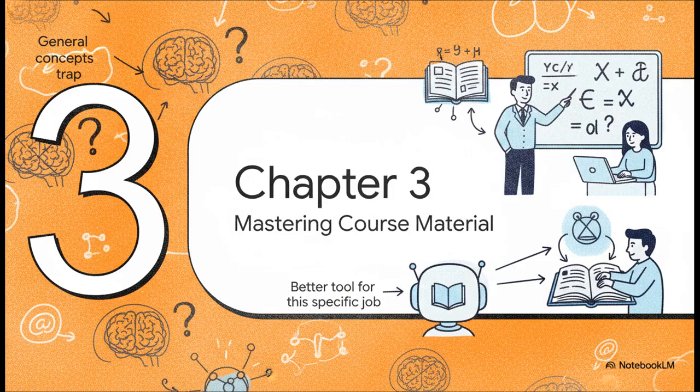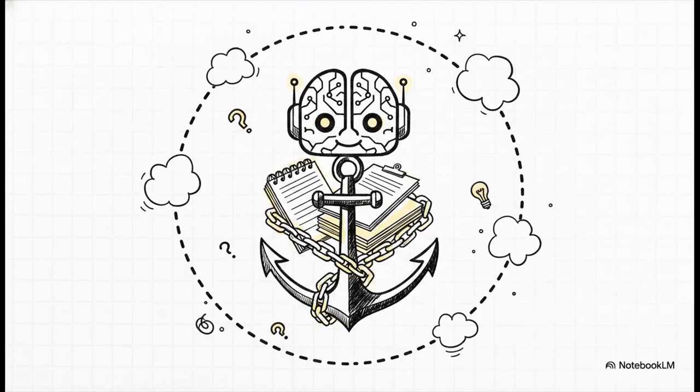Now, a general AI might explain a concept totally differently than your professor taught it. And that leads us to Chapter 3, Mastering Your Course Materials. Enter Google's NotebookLM. This thing is uniquely designed around source-based work. That means it helps you study strictly from the materials your professor actually handed out. If you're staring down 30 pages of marketing lecture notes or a massive PDF textbook chapter, this is absolutely the tool you want. It anchors all of its answers directly to whatever you upload.